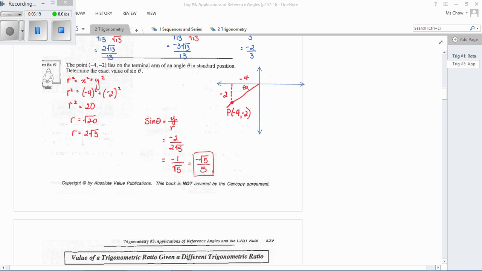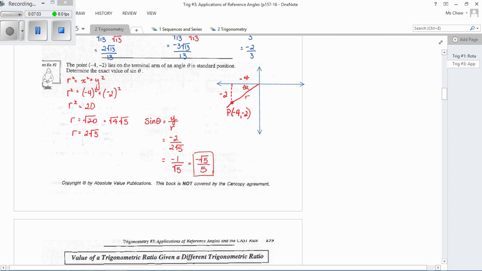Taking a look, I've drawn that in, and we can see that the point (-4, -2) lying on the terminal arm is going to be in the third quadrant. We need to figure out what the value of r, or our hypotenuse, is, since we're looking for the sine ratio, and the sine ratio is y over r, or opposite over hypotenuse. Using the Pythagorean theorem again, we end up with r equal to root 20, but of course 20 has a perfect square factor, which is 4, so root 20 is the same as root 4 times root 5, which is the same as 2 root 5.